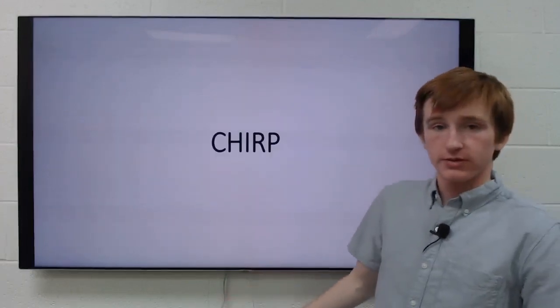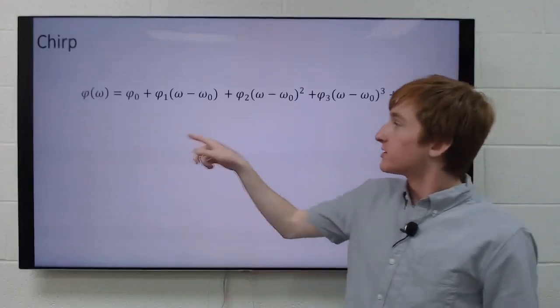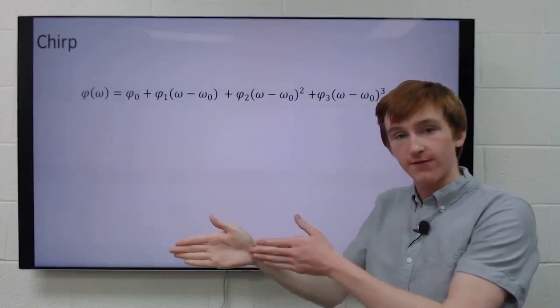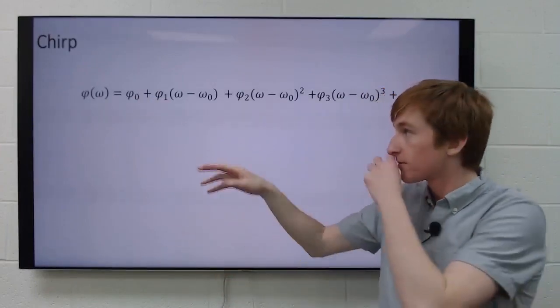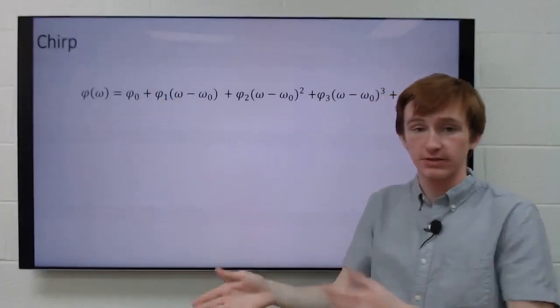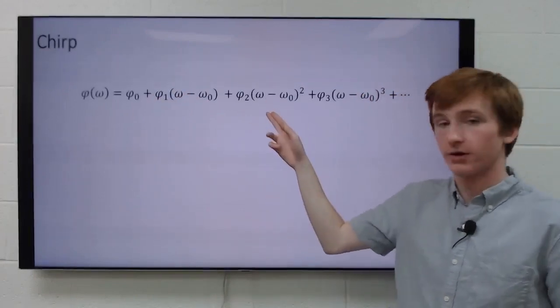Now let's talk about chirp. So now we're going to talk about the second order, right? We talked about the 0th order. We know that that just shifts the phase of the waves within the pulse. We know that adding a linear phase shifts the pulse in time. Now let's see what the second order does.